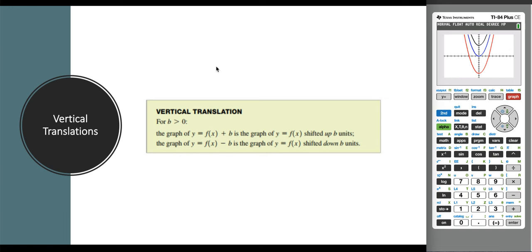So, in conclusion, with these vertical translations, the graph of f of x plus b is going to be the graph of f of x shifted up b units. And if there's a minus sign here, it's going to be shifted down. Plus means up, minus means down. Now, you have to pay attention.